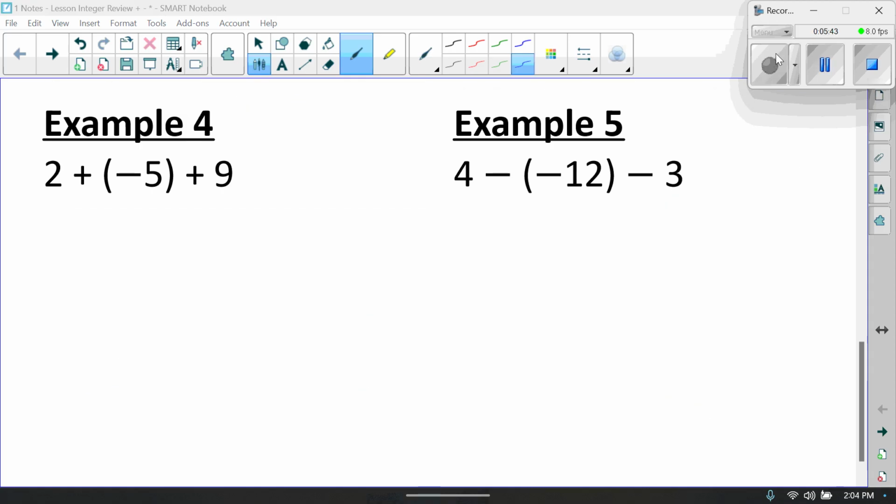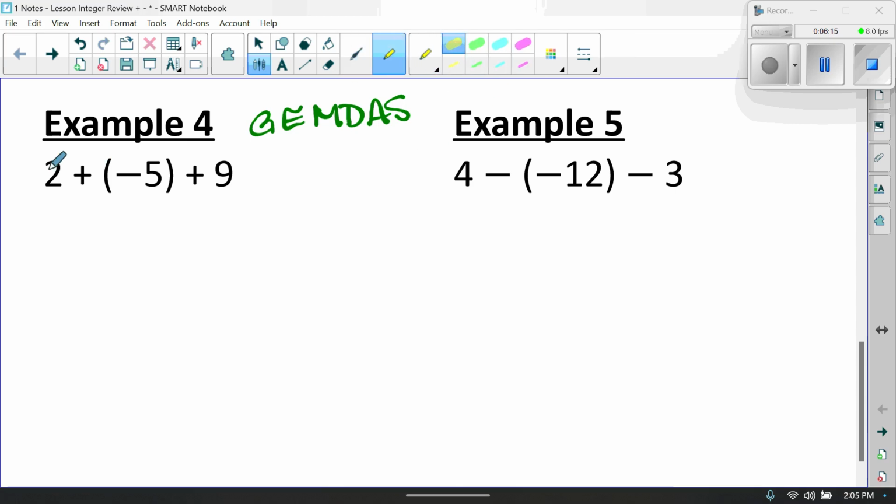All right, so for example 4, now we have 3 integers. We have 3 terms that we want to combine. So on this one, we're going to use order of operations. We need to add and subtract from left to right. Okay? So let me just write a little reminder here, PEMDAS. We're going to add and subtract from left to right. So the first thing we're going to do, we're going to tackle this first expression right here. I'm going to highlight it. So we've got 2 plus negative 5.